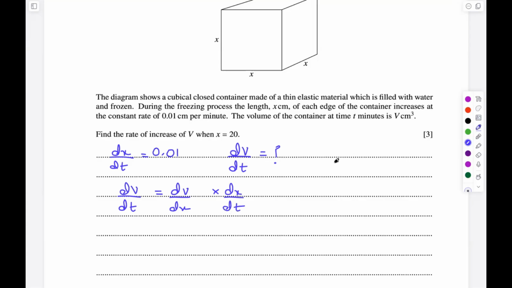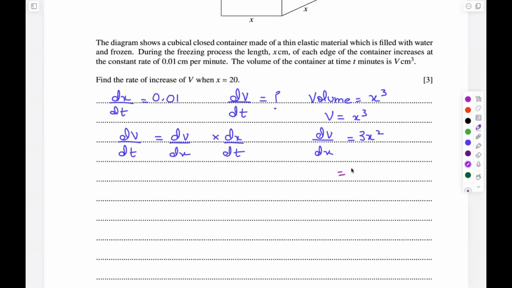Now, as it is a cube, we know that the volume will be equal to length times length times length, which will become x cubed. So as V is equal to x cubed, dV/dx will become 3x squared. The value of x is given as 20, so substituting 20 in place of x, we get 3 times 20 squared. 20 squared is 400, so 400 times 3 will become 1200.